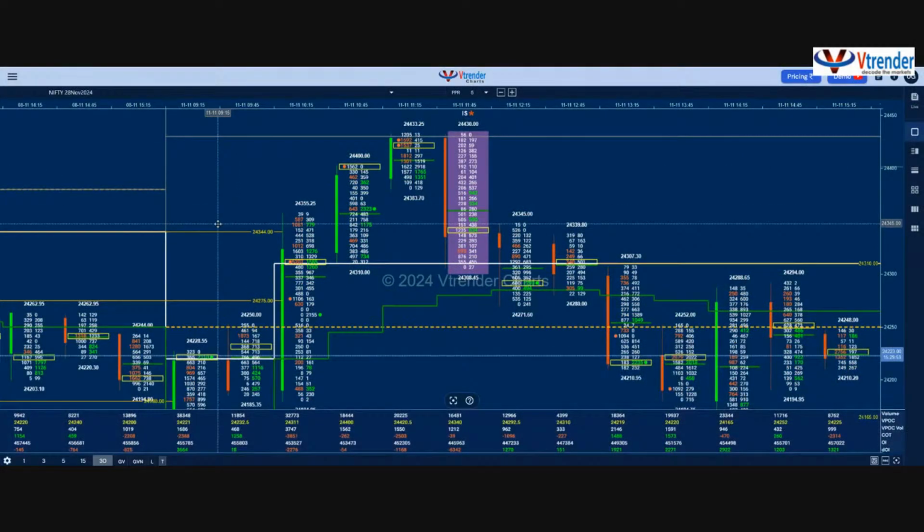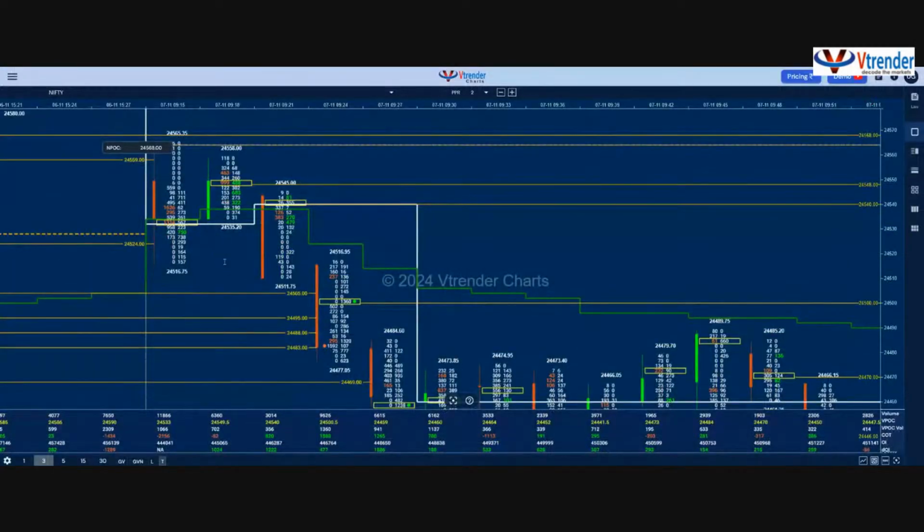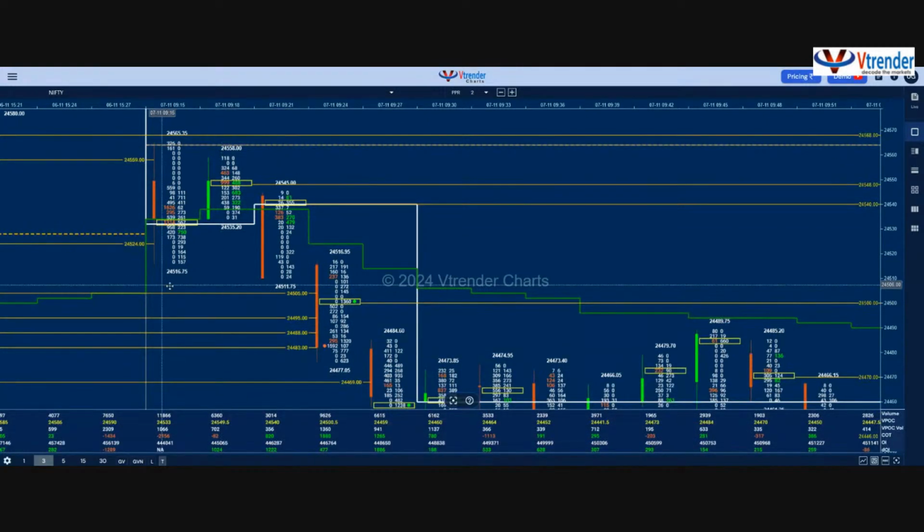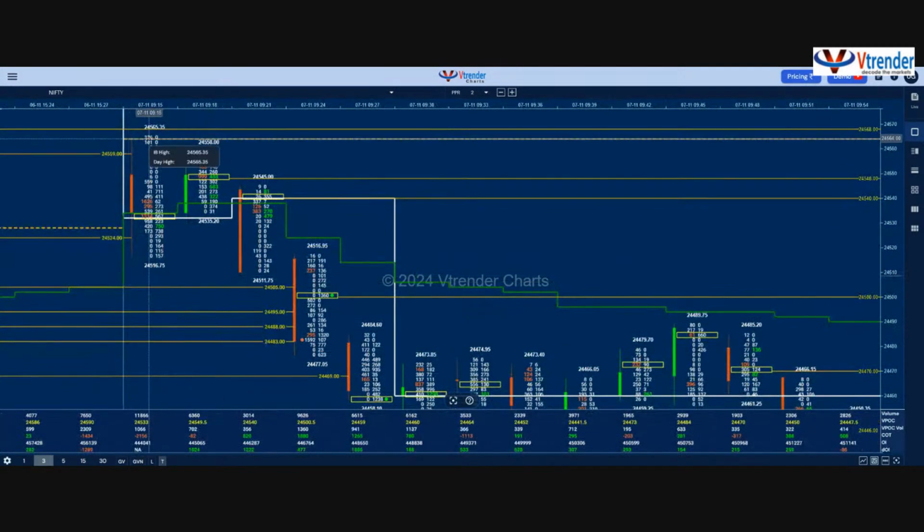So what I'm going to do, on the same chart, we will have a look at the 3-minute order flow. This is a 3-minute order flow, and this is the 7th of November's profile. So we'll quickly go through 7th and then 8th and then today's.